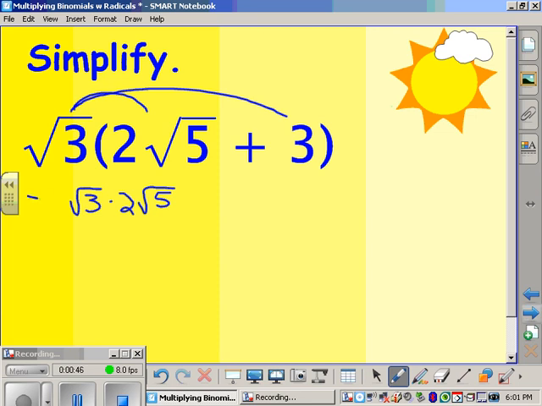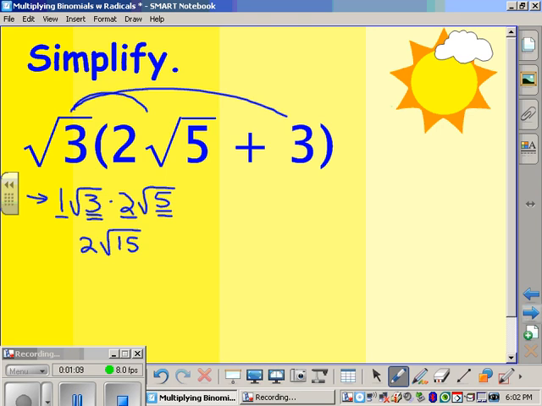Now in our first radical, radical 3, there's no number outside the radical, although you could put a 1 there if you'd like. If you do that, you would simply be multiplying 1 times 2, which is 2. Then you could multiply the numbers under the radical symbols, which in this case would be radical 15.